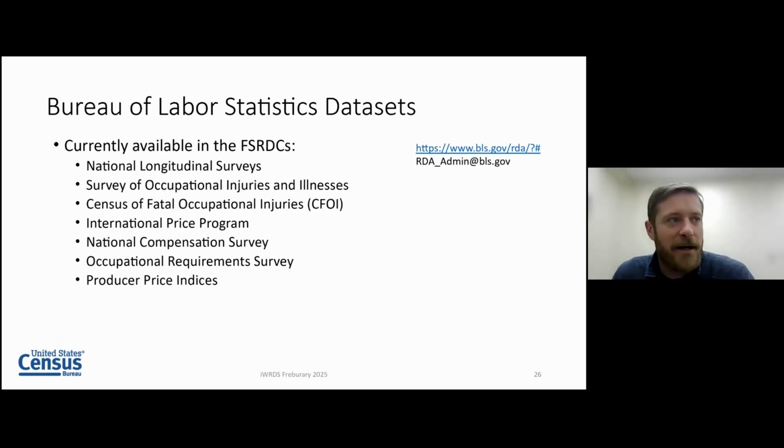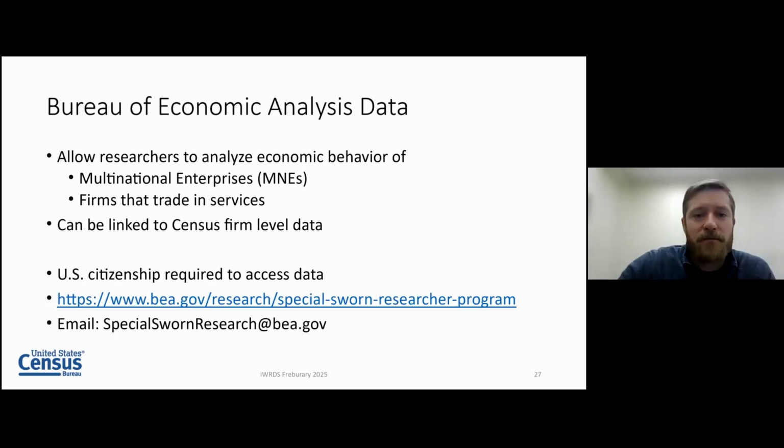The BLS makes a few of their surveys, not all of their surveys, available through the RDC. So unfortunately, the monthly CPS is not available here. However, they do make available some great products such as the National Longitudinal Surveys, as well as the Producer Price Indices. BEA data primarily provides data on international trade. These files can be linked directly to the census files at the firm level. One important caveat for this data is that researchers requesting BEA data must be US citizens.